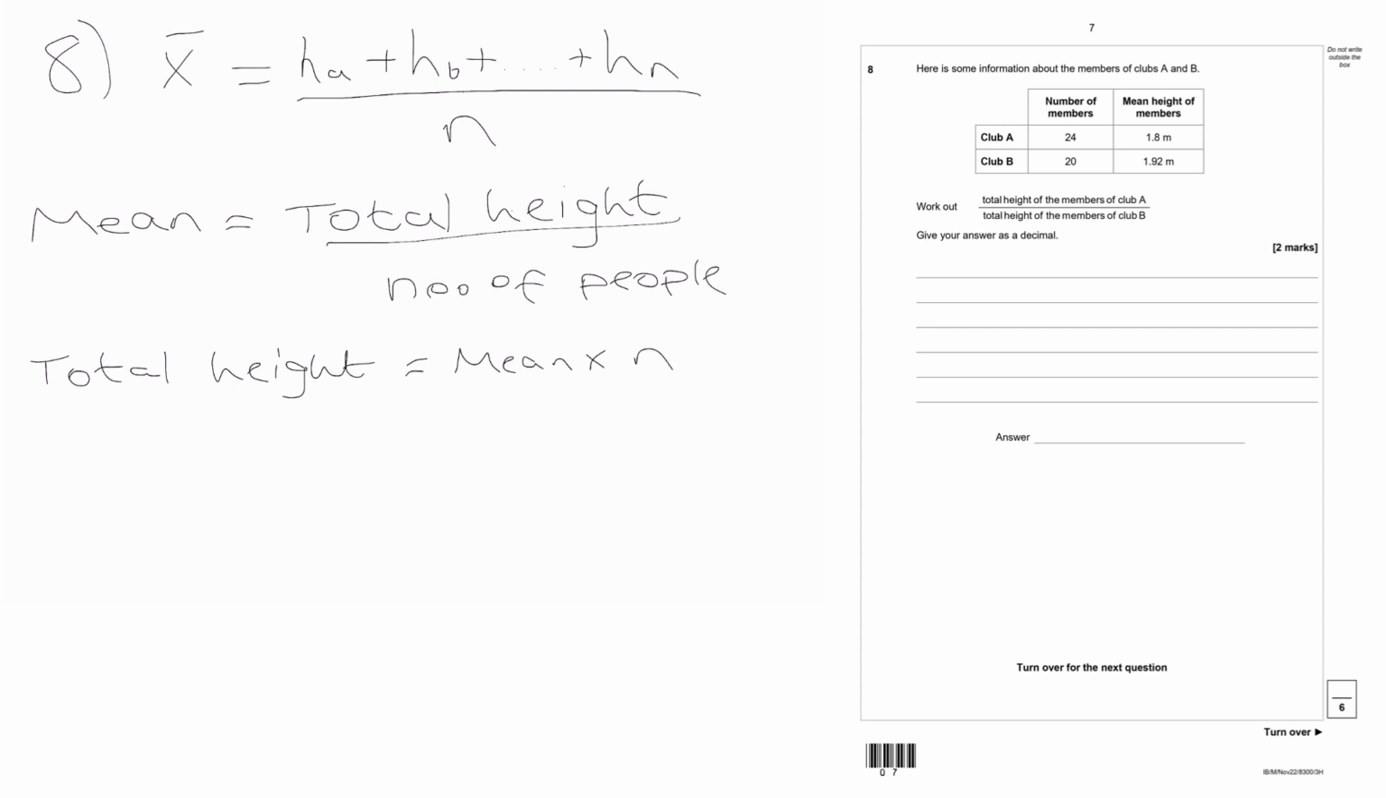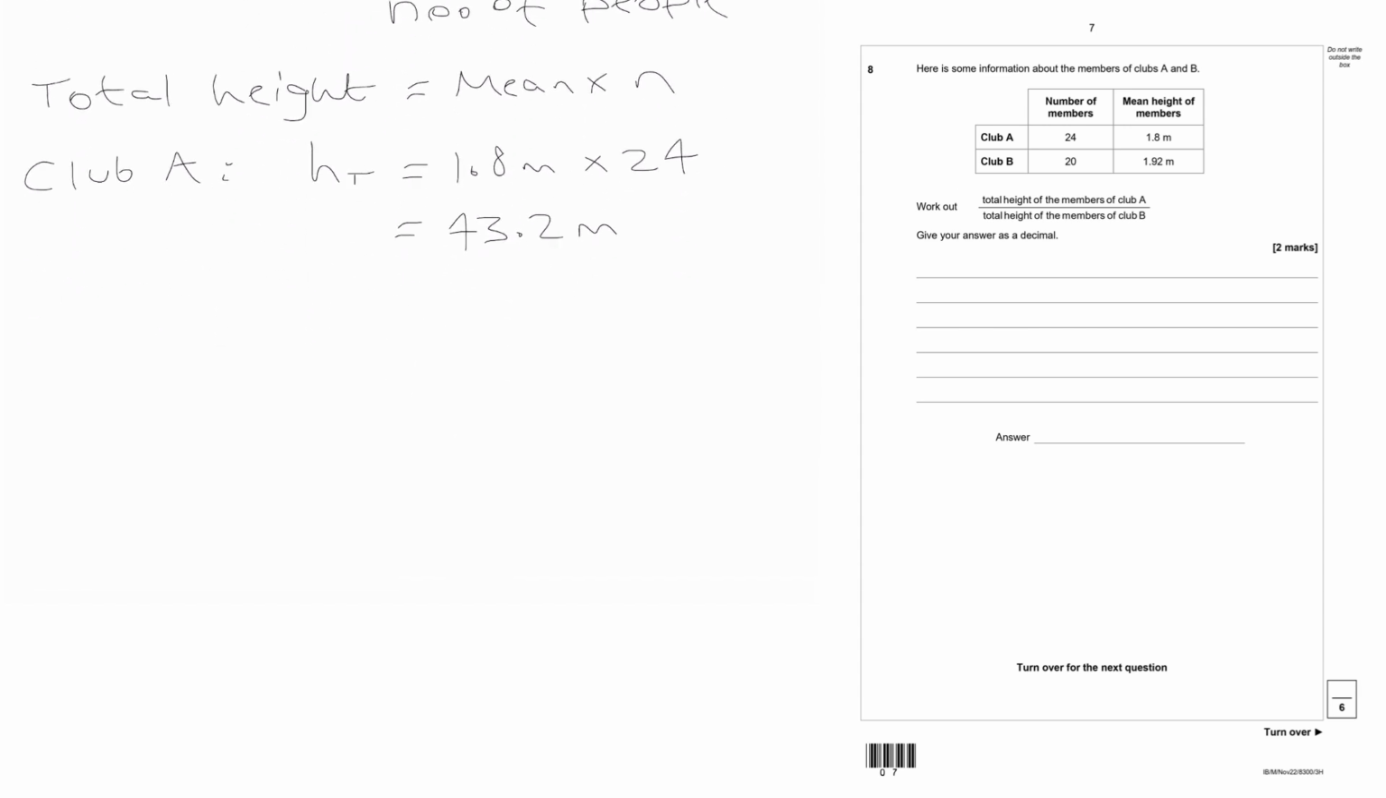So in this case, for club A, the height total, which I'm going to call H T, is equal to the mean, which is 1.8 meters, times the number of people, which is 24. So this is going to give us 43.2 meters. And we do the same again for club B. So for club B, we have the height total is equal to the mean height, which is 1.92 meters, times the number of people, which is 20. And this gives us 38.4.